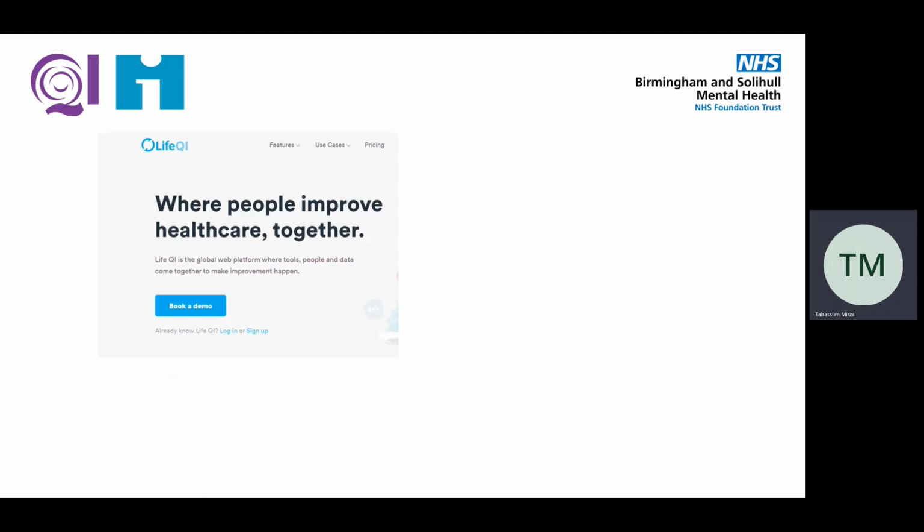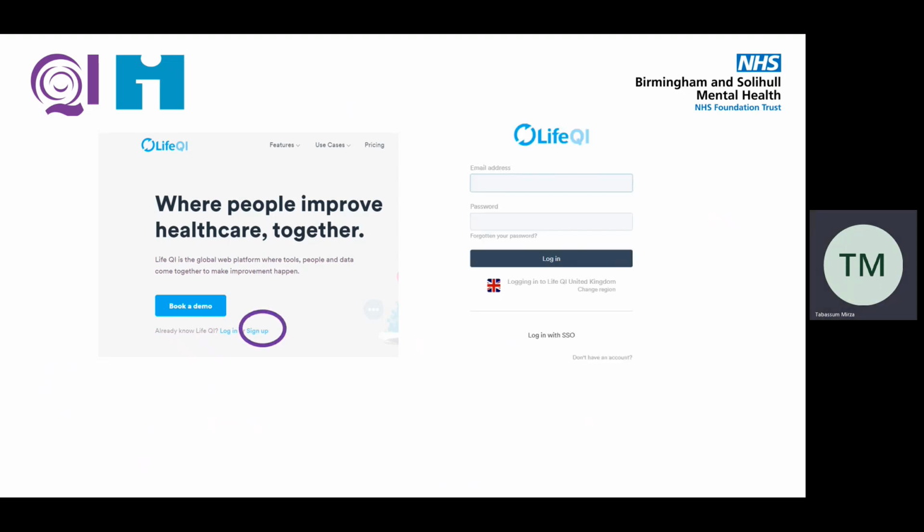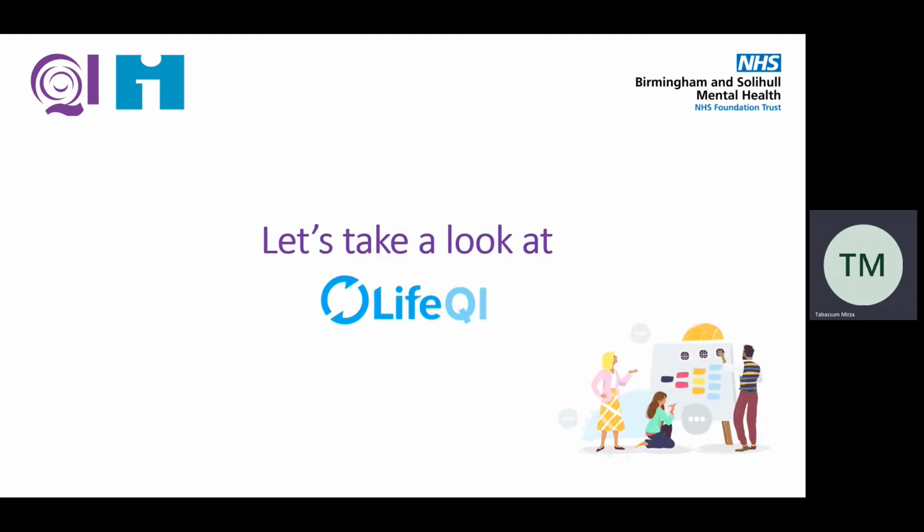Accessing Live QI. In order to get access to Live QI, you need to type Live QI into Google or your chosen search engine, and you'll come to this screen. You then click on Sign Up, which will take you to this screen. Click on Don't Have an Account, and then follow the on-screen instructions, and a request will be sent to the Quality Improvement team. So let's take a look at Live QI.